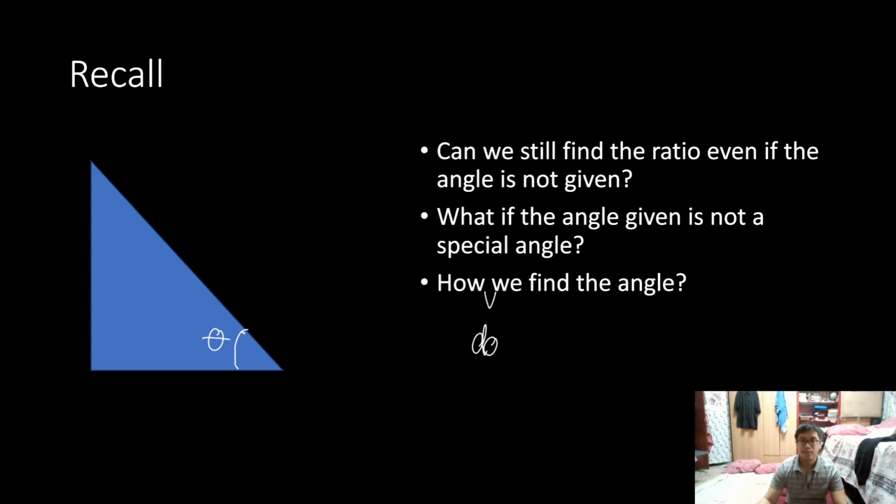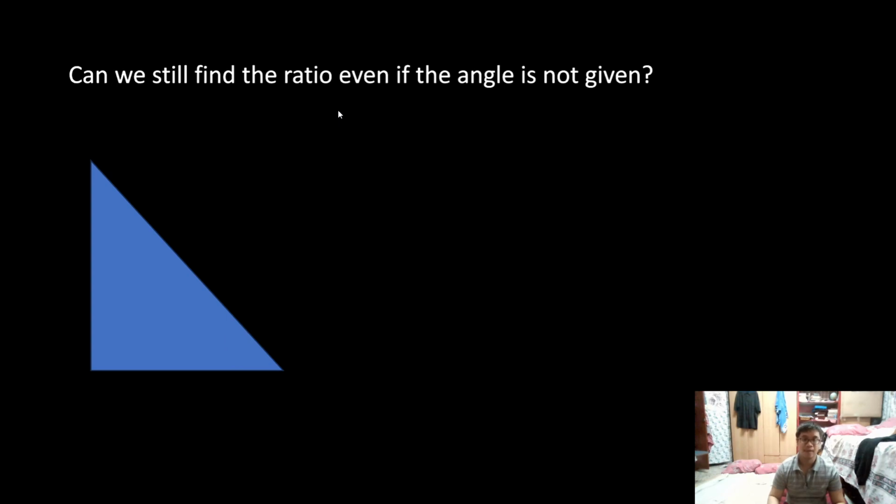Because before we proceed here, we must understand first the very first thing that you need to know, which is getting the ratio of the right triangle, even if the angle is not given. Then after that, we can proceed answering this question and this last question. Okay? So, can we still find the ratio even if the angle is not given?